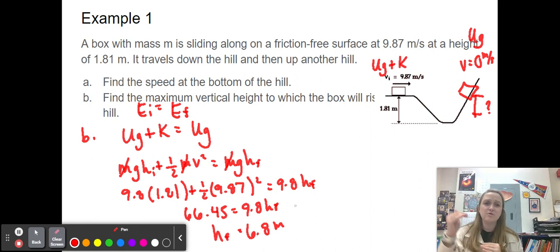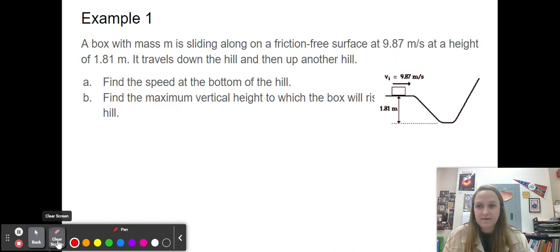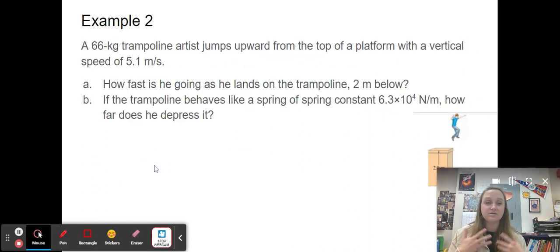Does it make sense that it would go up higher than I started? Because when the velocity is 0, all of that beginning energy that was gravitational and kinetic has now all changed to gravitational energy. You need to start thinking through these. Do these numbers make sense? Does it make sense that it would go higher when I don't have any velocity? Yeah. All right, let's do an example with some spring stuff.